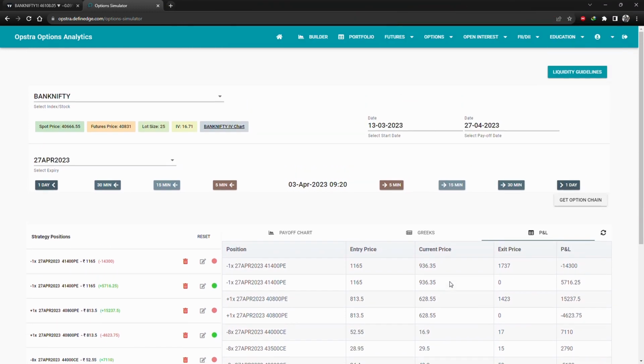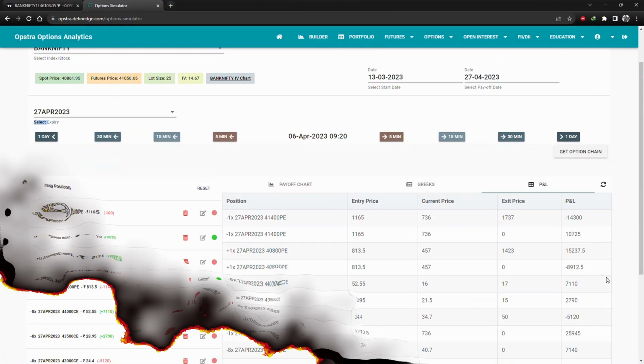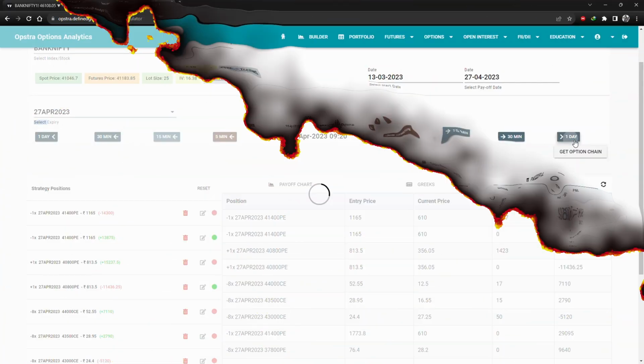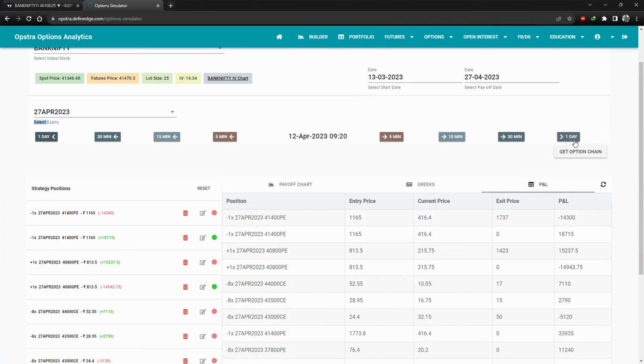So we still have a premium, not much decay. Let's move on to the next day. 40 rupees of premium left, 28 rupees premium is still there. Next day, 20 rupees, 15 rupees.